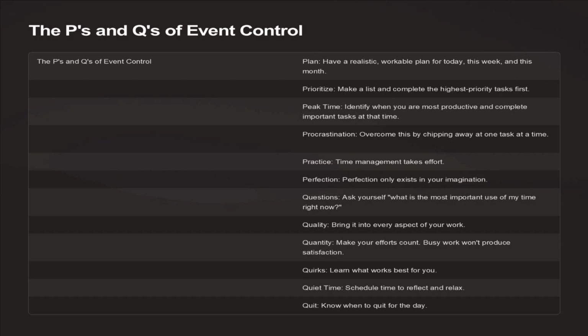Practice. Time management takes effort. Perfection. Perfection only exists in your imagination. Questions. Ask yourself, what is the most important use of my time right now? Quality. Bring it into every aspect of your work. Quantity. Make your efforts count. Busy work won't produce satisfaction. Quirks. Learn what works best for you. Quiet time. Schedule time to reflect and relax. Quit. Know when to quit for the day.